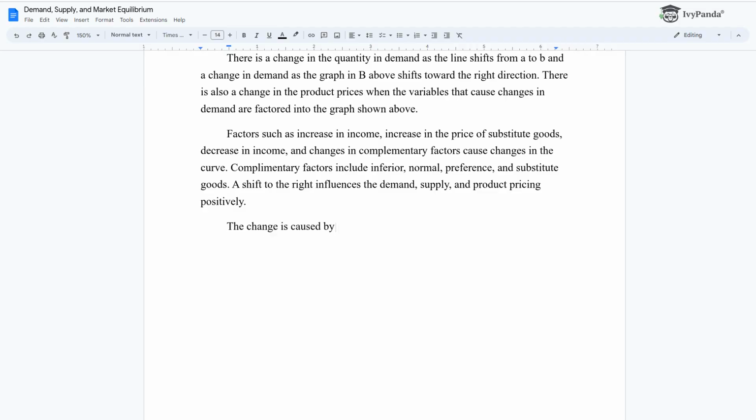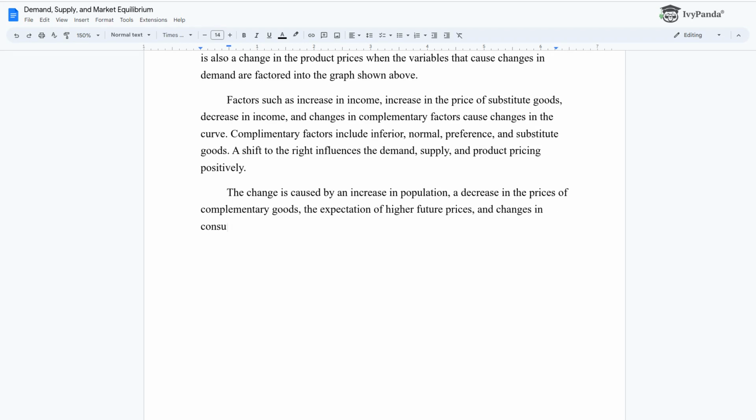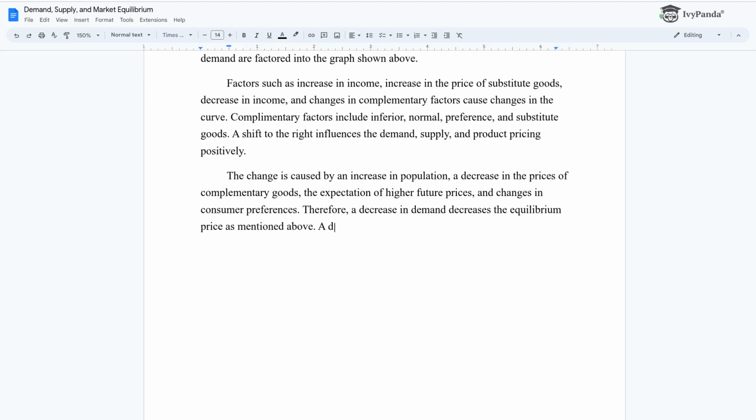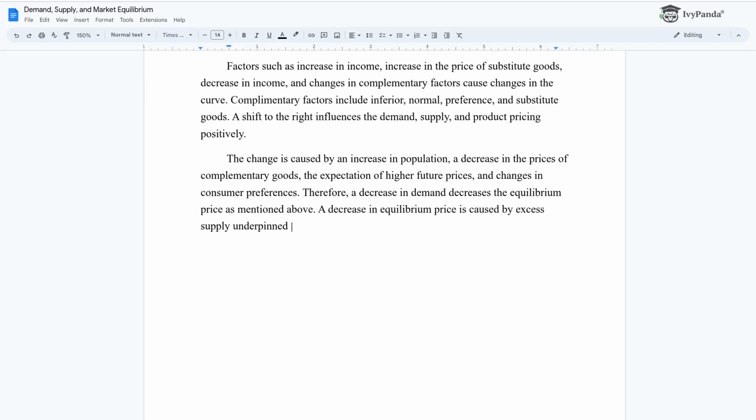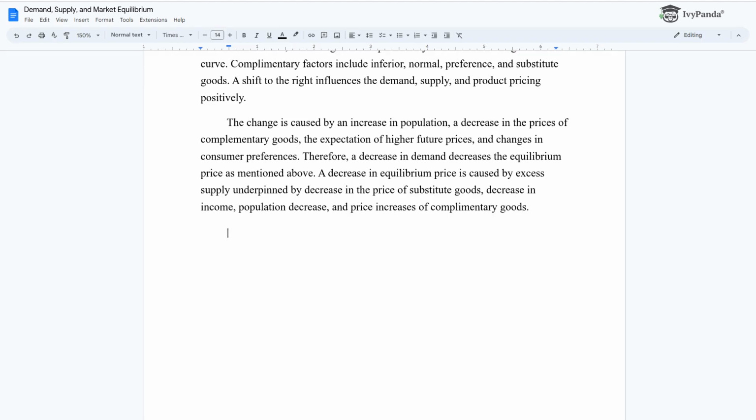The change is caused by an increase in population, a decrease in the prices of complementary goods, the expectation of higher future prices, and changes in consumer preferences. Therefore, a decrease in demand decreases the equilibrium price as mentioned above. A decrease in equilibrium price is caused by excess supply underpinned by decrease in the price of substitute goods, decrease in income, population decrease, and price increases of complementary goods.